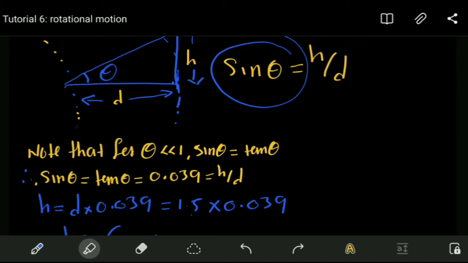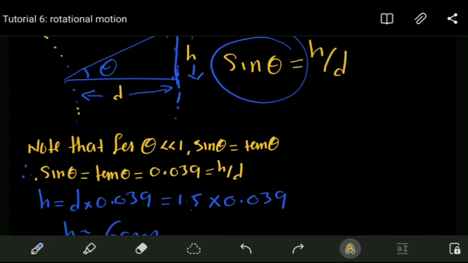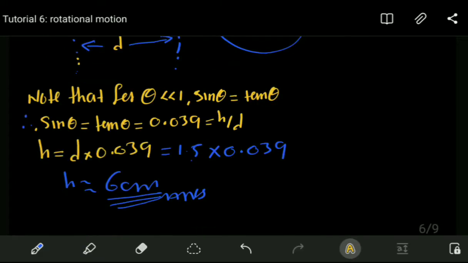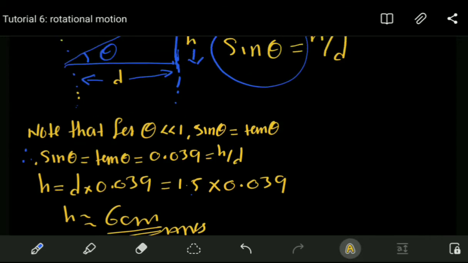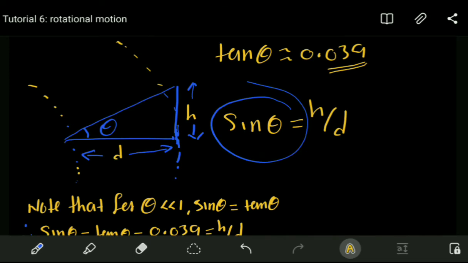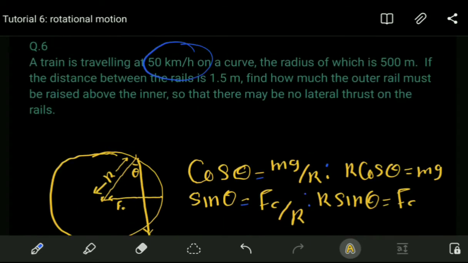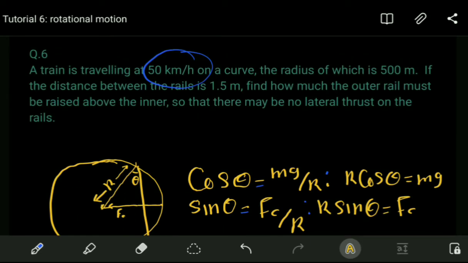We already know what d is. It's given as 1.5 meters, therefore we can have our height being equal to distance times that, and if we compute that, we'll find the answer in meters. Then converted to centimeters, it's giving you 6 centimeters. So this is the height to which the other rail must be raised to avoid the thrusting.